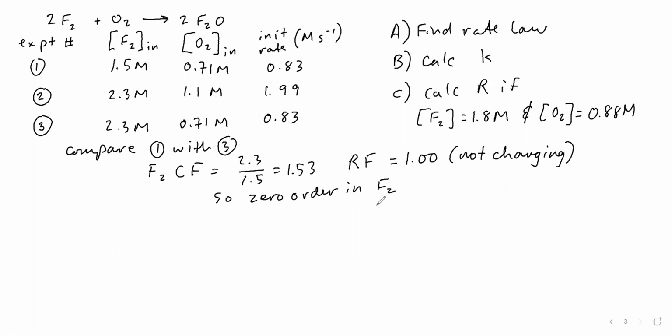All right, now I'm going to look for another set of rows where one of the concentrations is staying the same and one is changing. So I went from row 1 to row 3. Now I'm going to go from row 3 to row 2, and I can see that F2 is staying the same, but O2 is increasing. And we're looking for the concentration factor for O2.